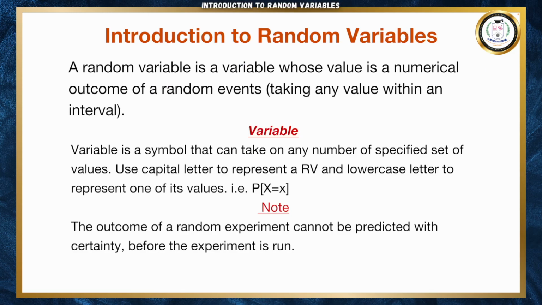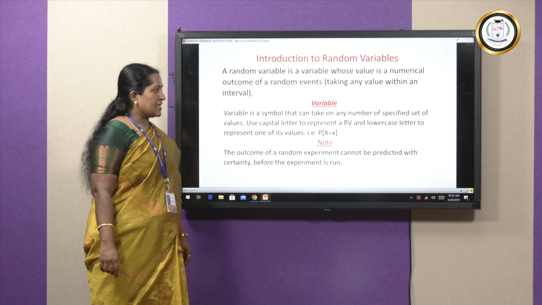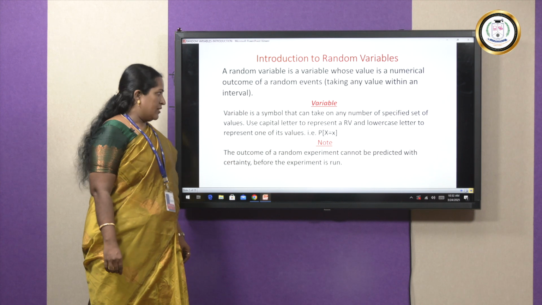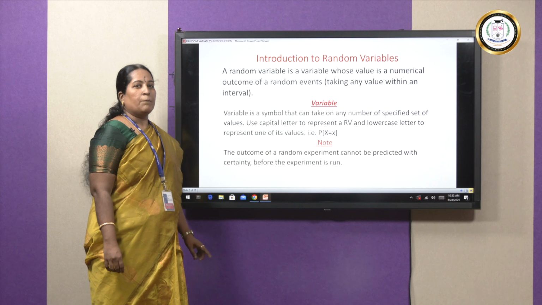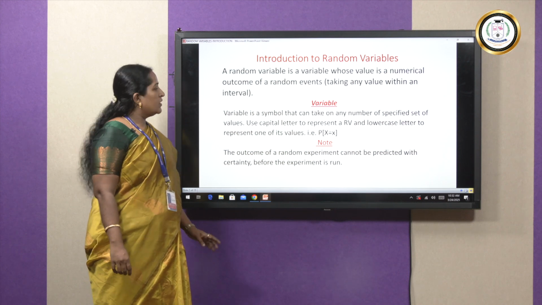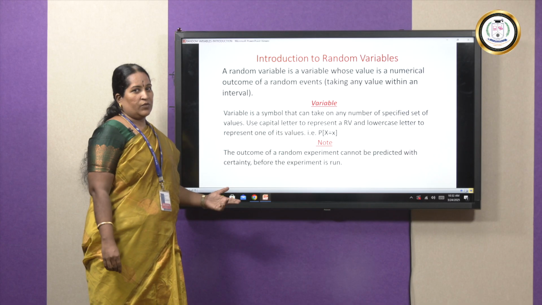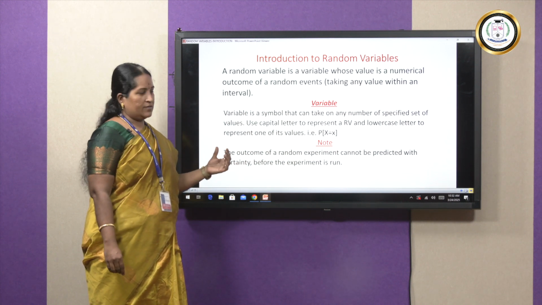What is a variable? A variable is a symbol that can take on any number of a specified set of values. We use uppercase letters, that is capital letters, to represent a random variable and a lowercase letter to represent one of its values. That is, we denote it as P of X, where P stands for probability. So the probability of the random variable X, which takes the value small x. X can vary, that is why it is called a random variable. So P of X is equal to x. We denote it in this way.